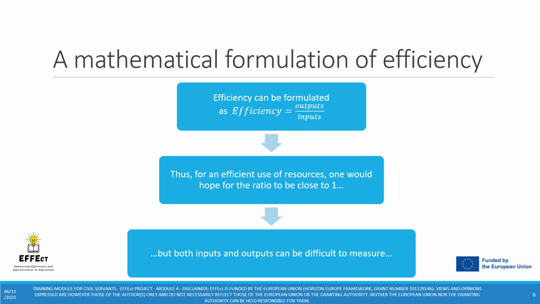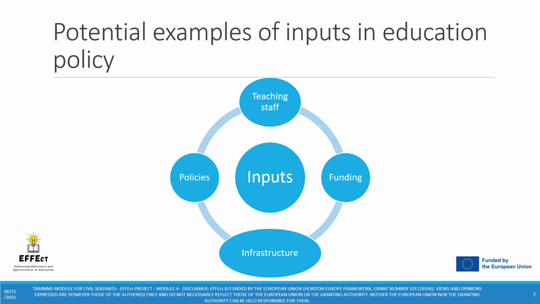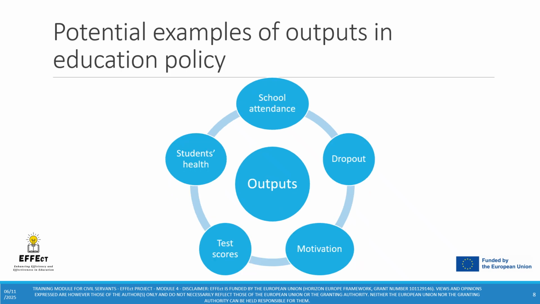If we want to provide a mathematical definition for efficiency, efficiency can be formulated as the quotient of outputs and inputs, and therefore, for an efficient use of resources, we would hope for the ratio to be close to 1, but both inputs and outputs can be very difficult to measure. In education policy, inputs could be the teaching staff, funding, infrastructure, or policies. Whereas outputs in education policy could be school attendance, dropout, motivation, test scores, or students' health.